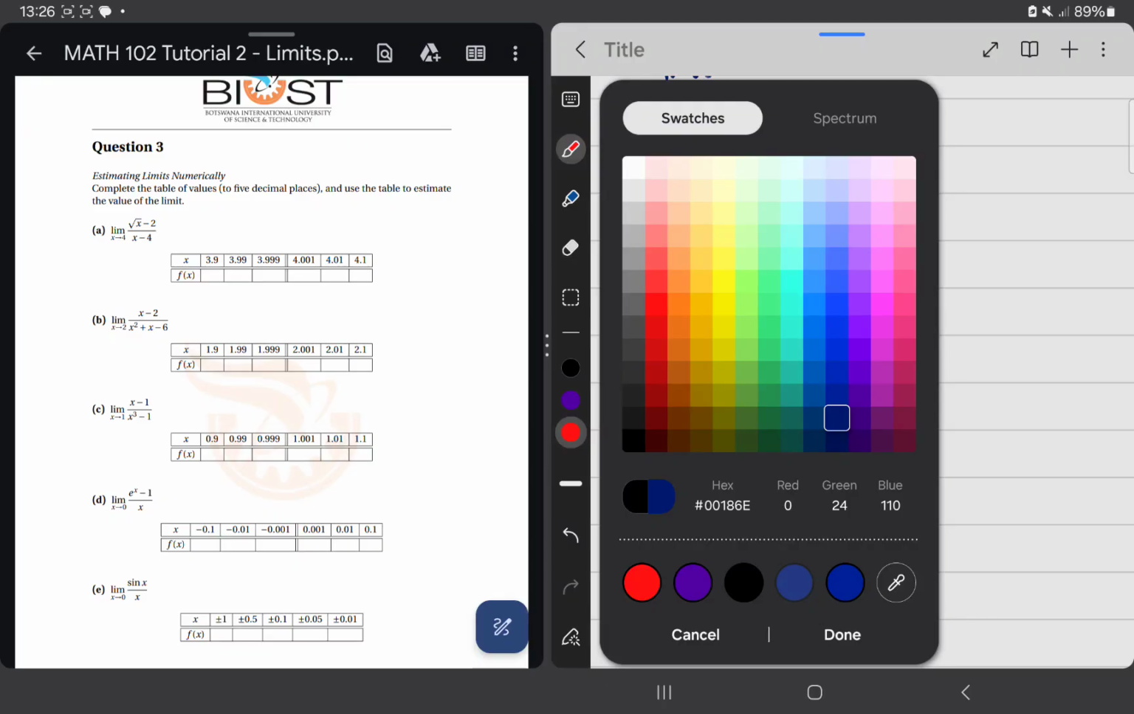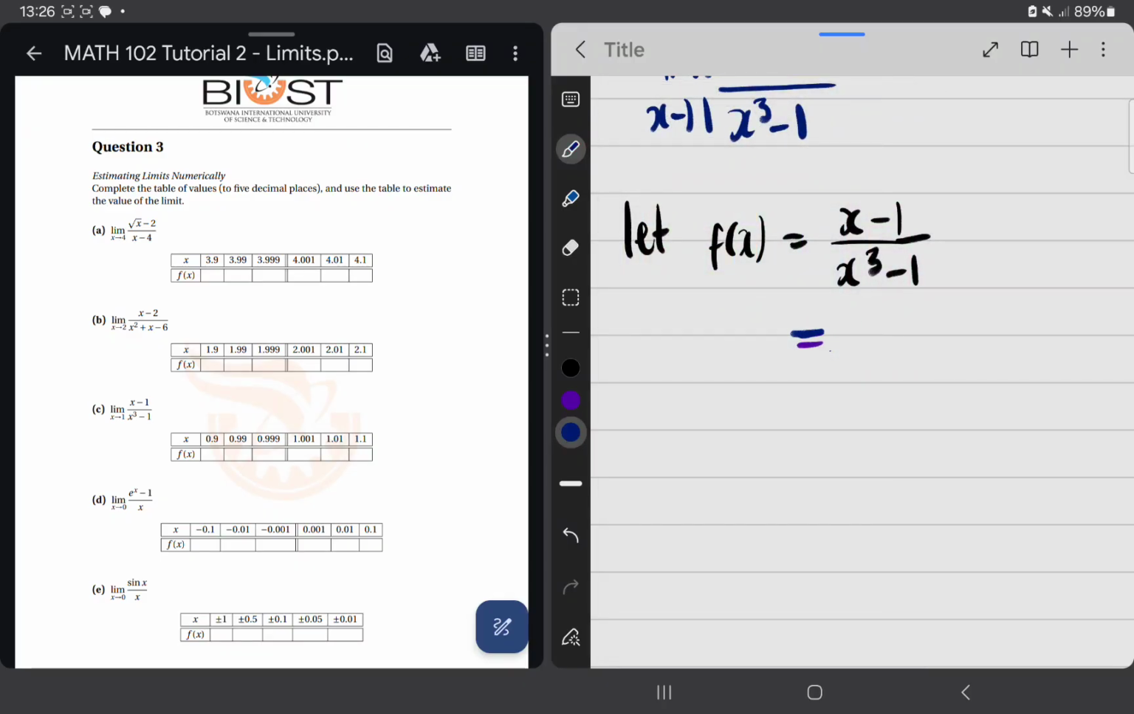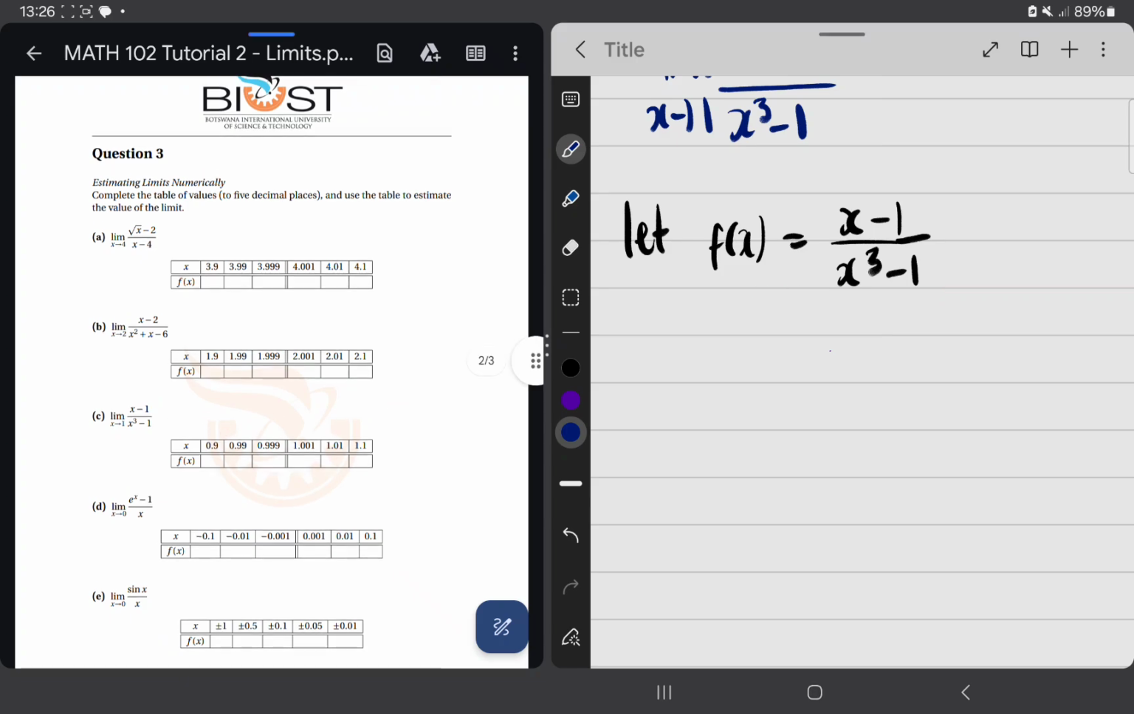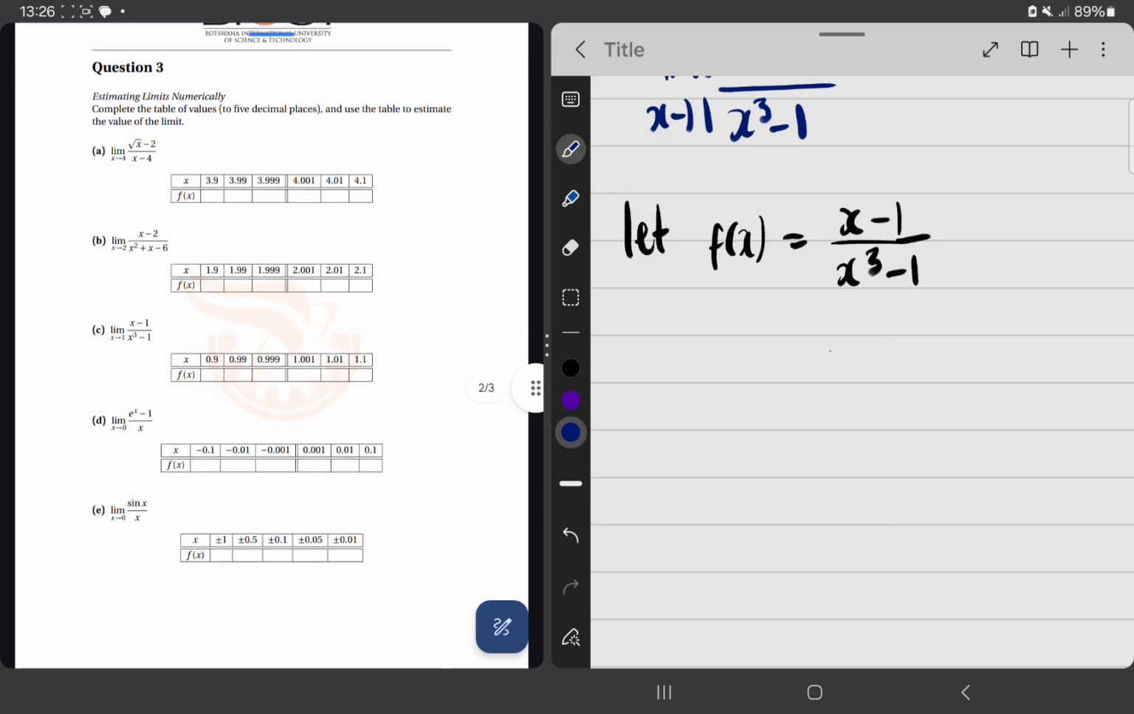Either way, now let's go through this x minus 1 over x cubed minus 1. I have it like this. This is my function. I'm going to be using this. So now all I have to do is evaluate. I don't have to make 6 values. For question 2, we were looking at what we are approaching and making 6 values. But here we already have the 6 values. They've made them for us. Okay, 0.9, 0.99, 0.999, 1.001, 1.01, 1.1. These are the values, so let's just put them.